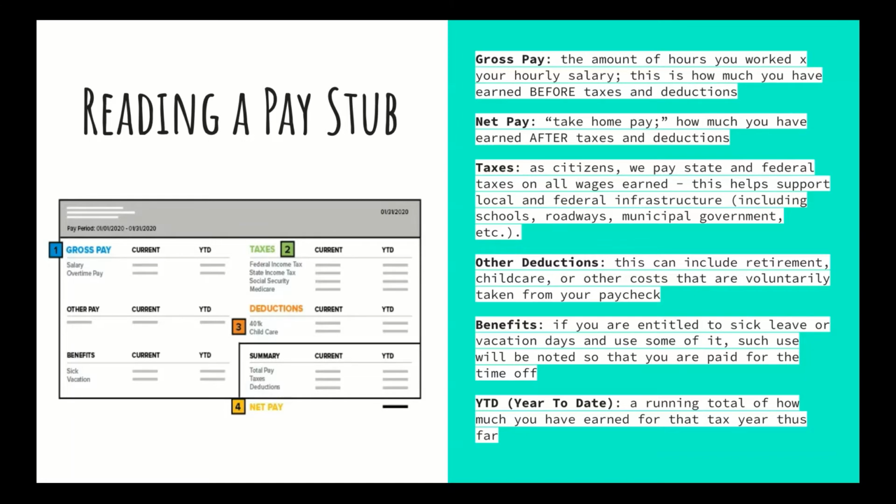And so you might be thinking, who is federal taxes or state income tax? And why are they taking so much of my paycheck? Well, as citizens, we pay state and federal taxes on all wages earned. This helps support local and federal infrastructure, okay, including schools, roadways, your municipal government, etc.